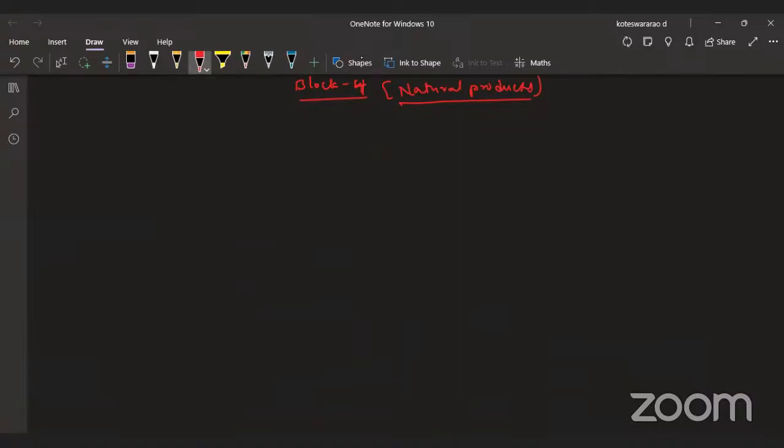I'm going to start with the 16th lesson, unit 16, natural products and terpenes and terpenoids. Going into the interest of the terpenes and terpenoids, first you need to know what natural products are. My first question is, what are natural products?